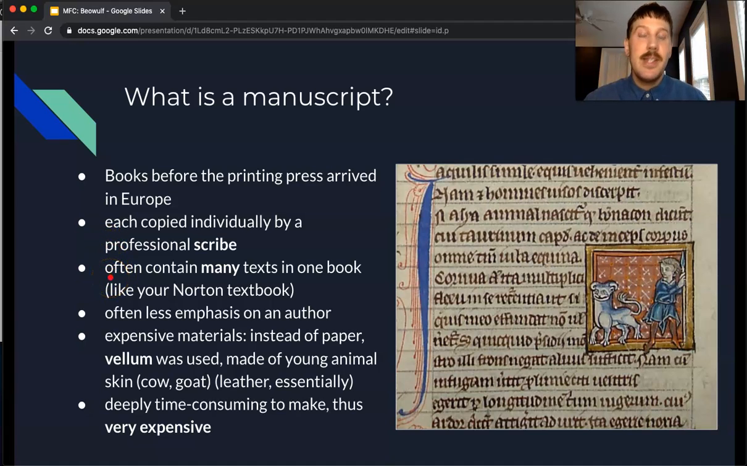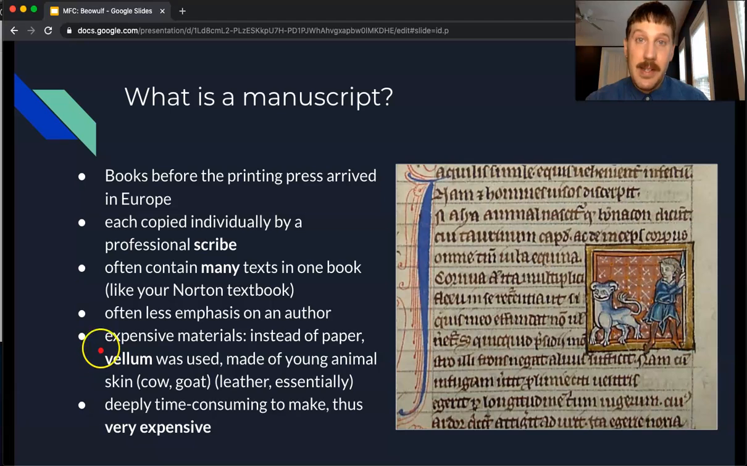Usually a manuscript is not just one text either. If you had a book full of vellum or paper, as we call it now, you want to use every page. So you're not just going to write down one story and then close the book. No, you're going to fill it up as much as you can. So a manuscript often contains many texts in one book, kind of like our Norton textbook, it has that in common with that. Usually there's less emphasis on who wrote stories in a manuscript. That's a theme that will be coming up a lot more as we talk about these anonymous narratives in the early part of British literature.